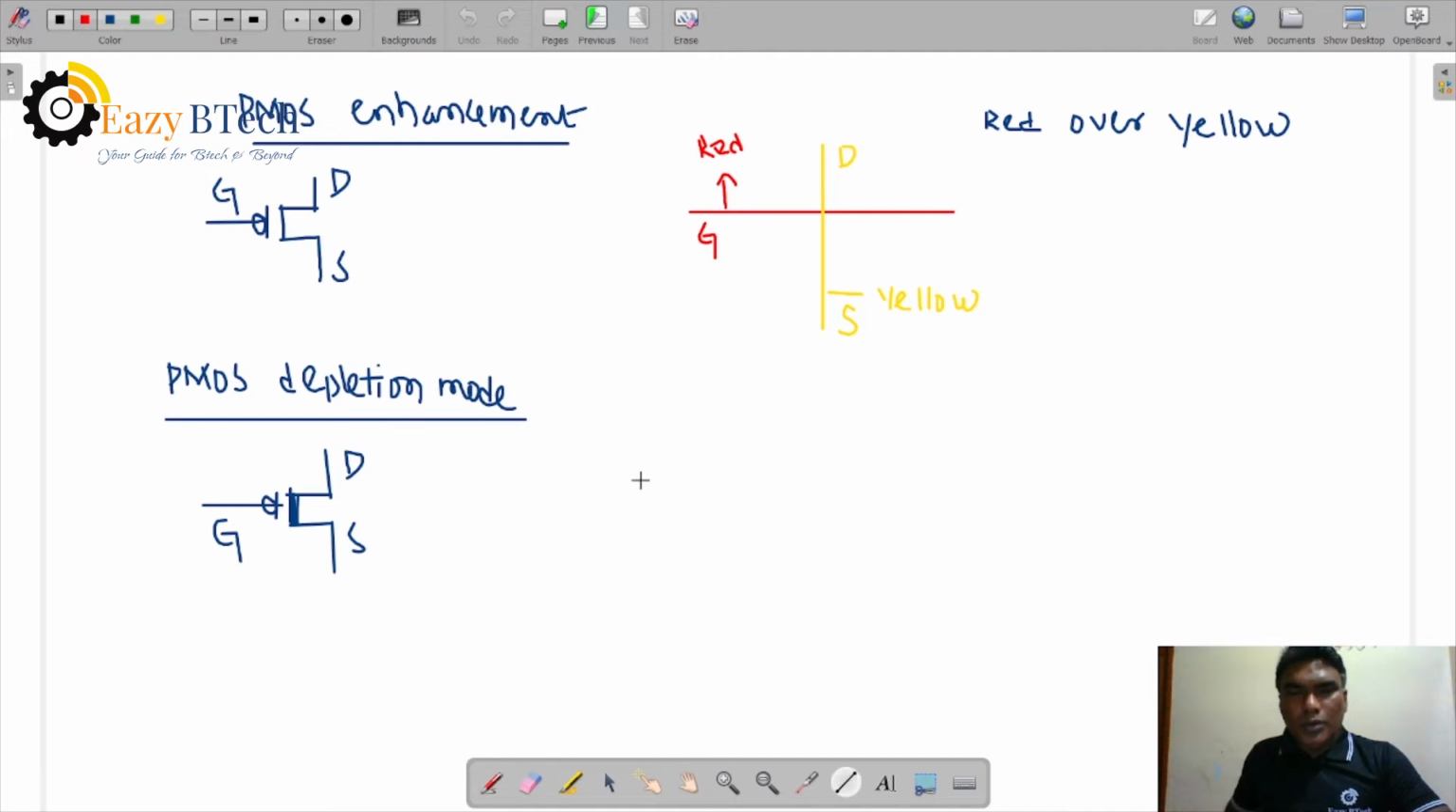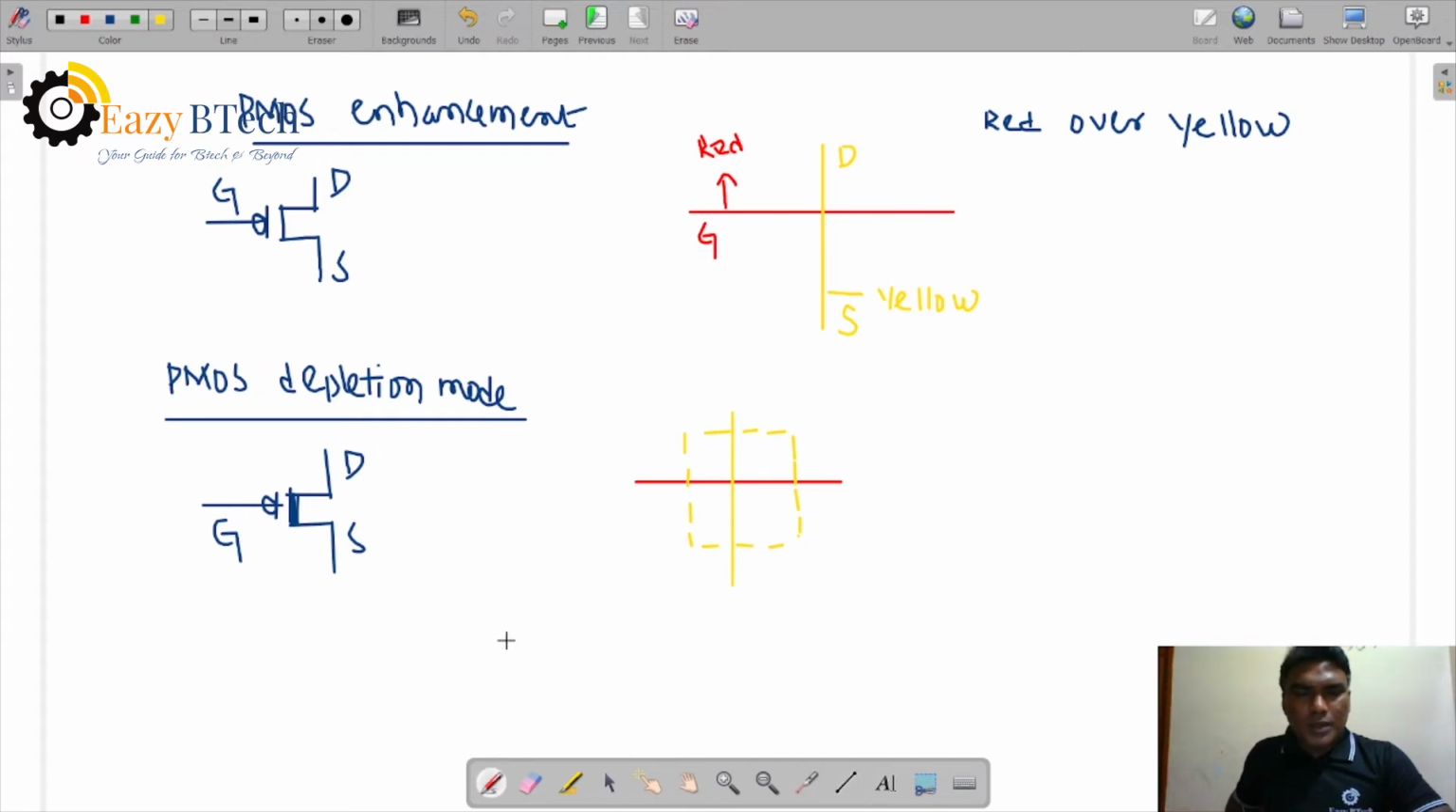Red over yellow, and yellow dotted line. So it is a representation of a transistor, a stick representation instead of a transistor symbol. It is a transistor representation in color stick.